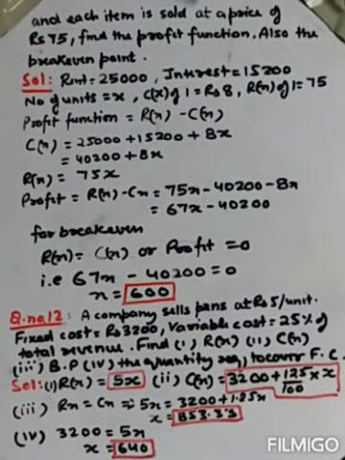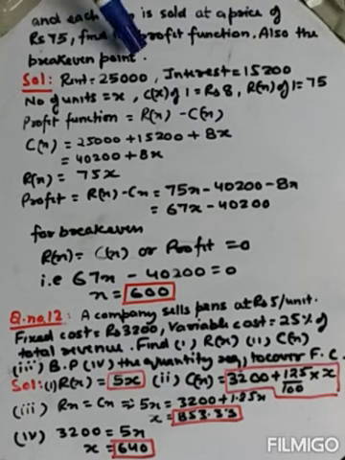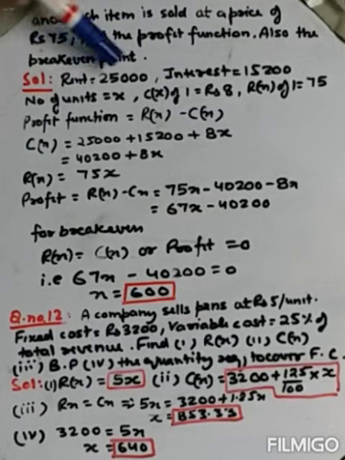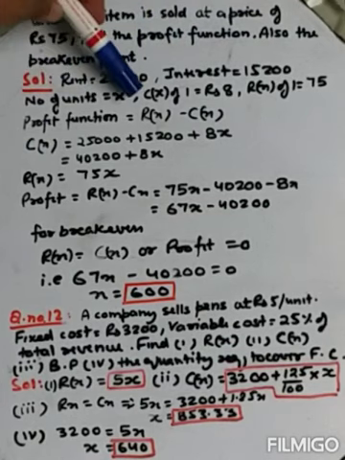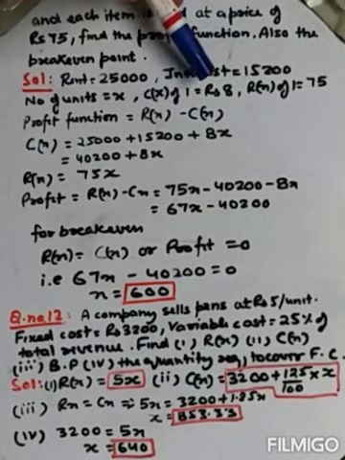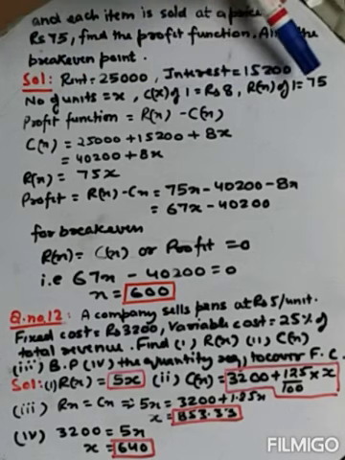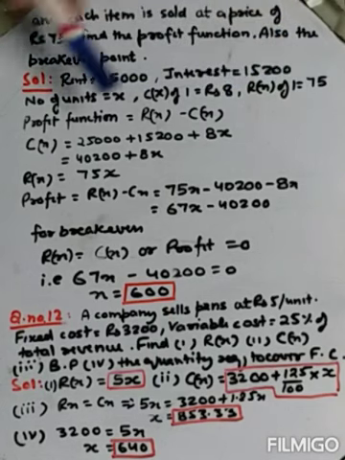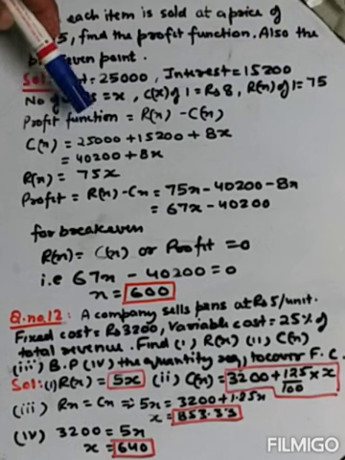And each item is sold. Sold means SP at this much, that is the revenue of each is given. Find the profit function, also the break-even point. So what is given in all? Rent is given, interest is given, number of units is given. Cost function of 1 is given, rupees 8. Revenue function, that is SP of 1, is given 75. Profit function we have to find.